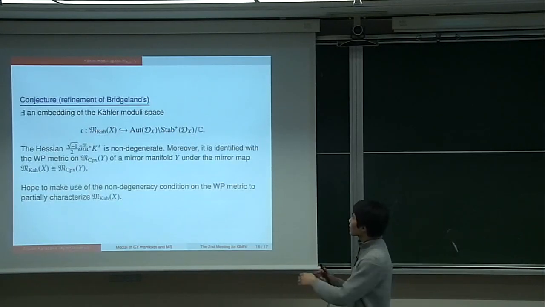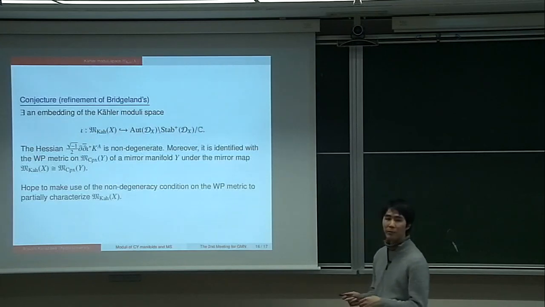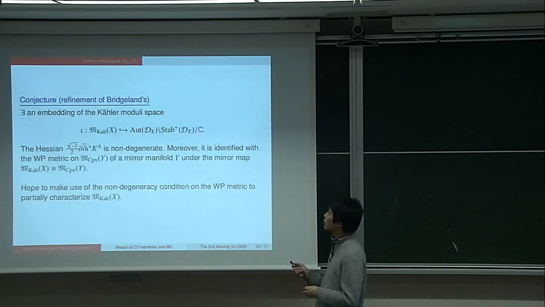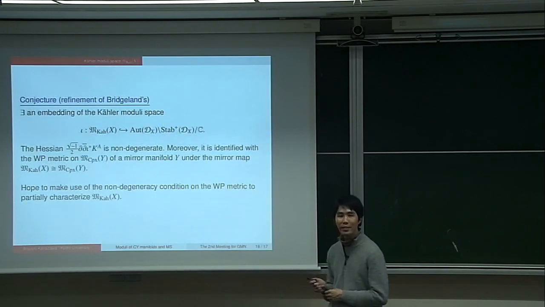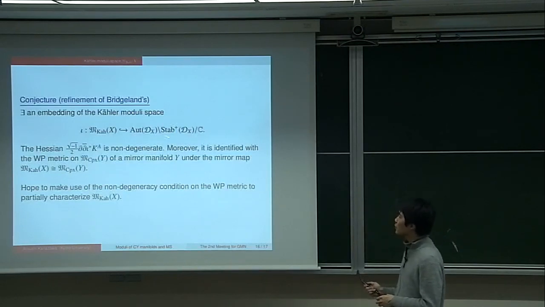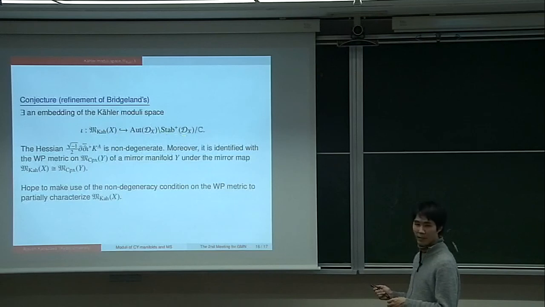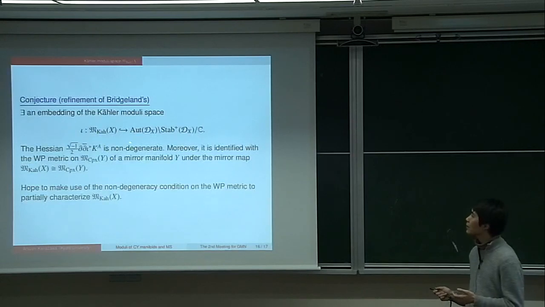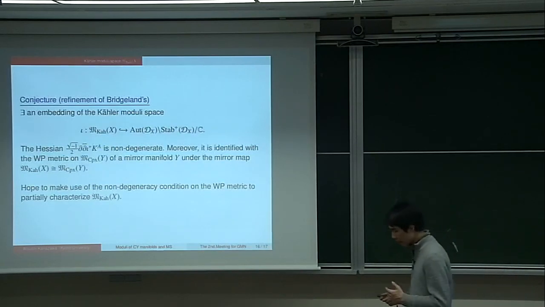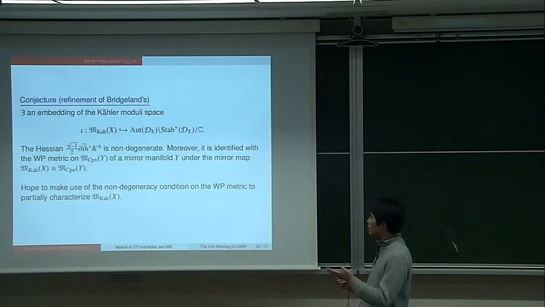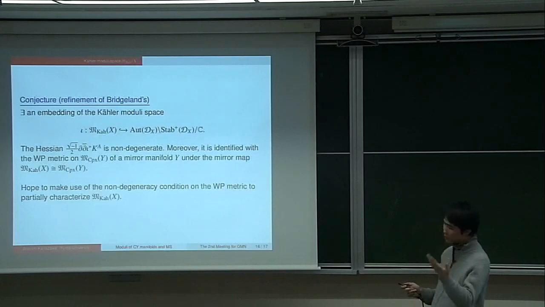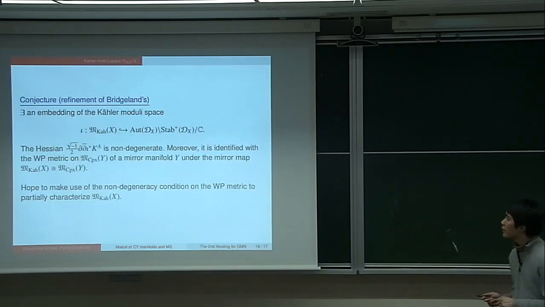Lastly, I want to mention a conjecture refining Bridgeland's original conjecture. There exists an embedding of the Kähler moduli space into this a little bit smaller space. Often our metric is degenerate. It doesn't really give you a metric. But you can pull back the potential to the moduli space, and it's conjectured that it's non-degenerate and gives a Kähler metric. Moreover, this is compatible with mirror symmetry, in the sense that under mirror symmetry, the metric here and the classical metric can be identified.